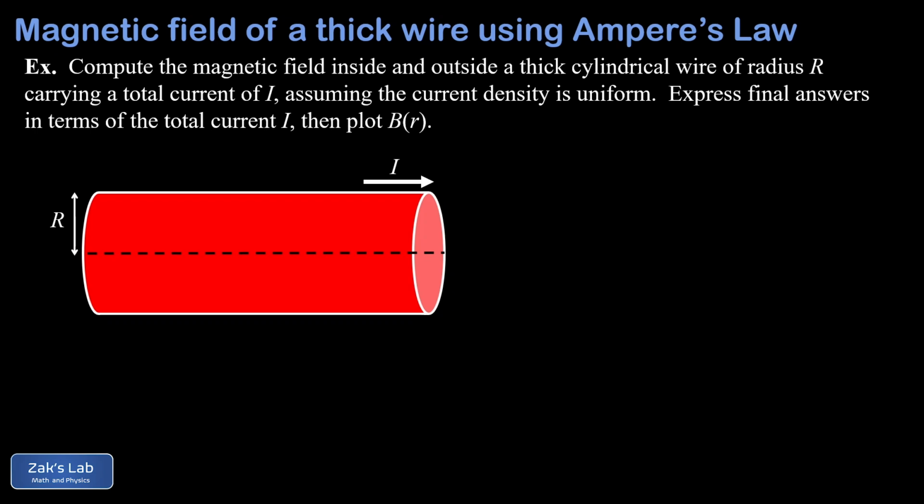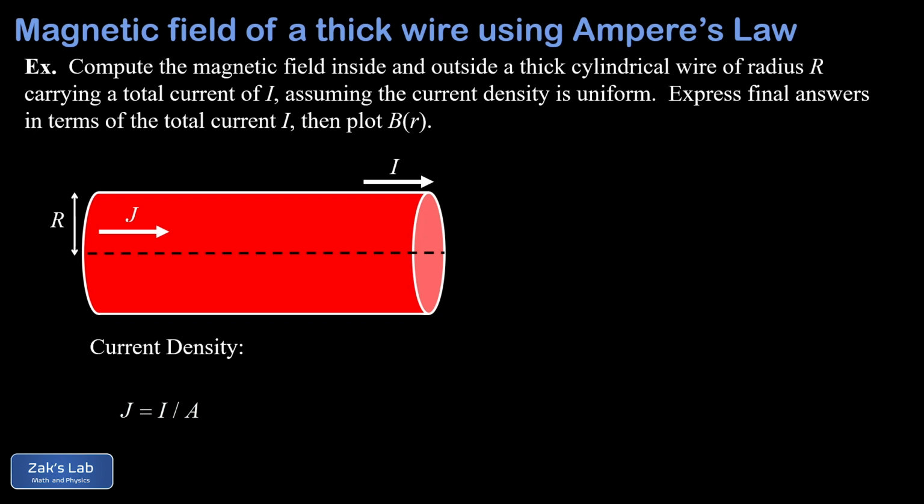So we have a picture of our thick wire with a total current of I flowing in it, and we should put the current density in the picture as well. And we have a few things to say about this current density J before we get started with Ampere's law. So the current density is defined as current per unit cross-sectional area. So in this case, J is simply I divided by A, where A is the cross-sectional area of the wire.